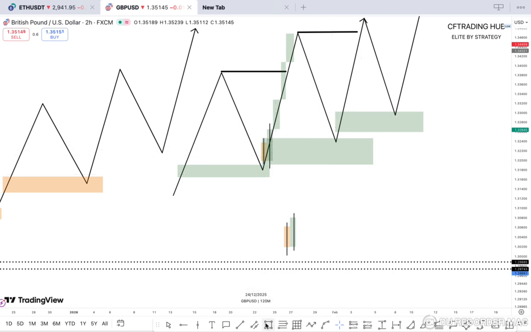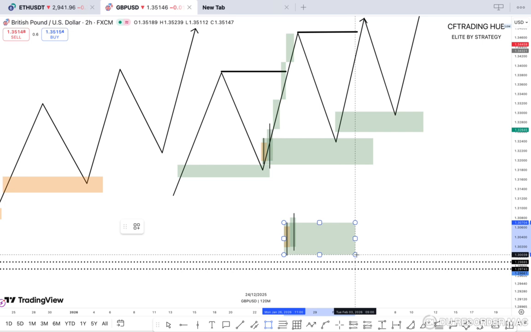So let me just mark this out so you can see how to mark it out. We want to mark from the beginning of the wick of the source candle, not from the engulfing candle. So when you mark out from the beginning of the wick of the source candle, you mark until the low of the source candle.